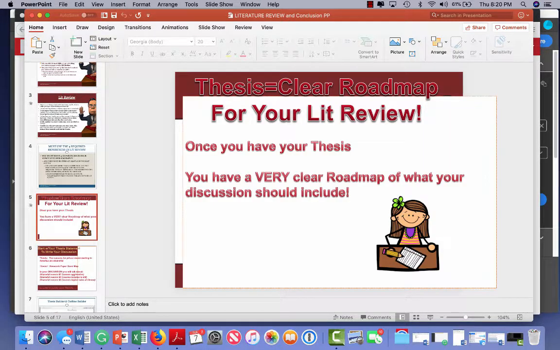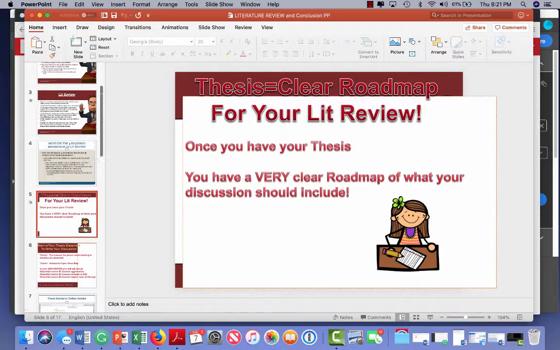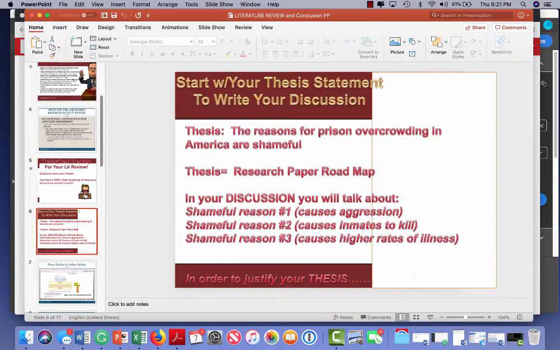All right, your thesis statement. That's why last week's introduction and thesis was so important, because your thesis statement is going to give you a roadmap for your literature review. And what do I mean? Well, here's an example. Let's say your thesis statement was, the reasons for prison overcrowding in America are shameful.